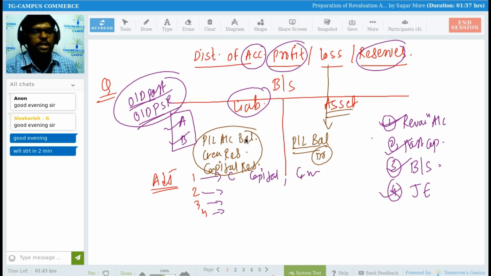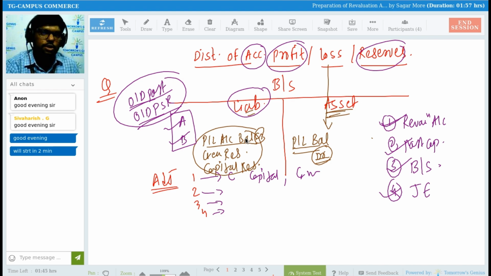Profit we always record on the balance sheet liability side, right? And profit and loss account credit balance, so credit means liability, we always record on the balance sheet liability side. And profit and loss account debit balance is a loss, and that you find on the balance sheet asset side.